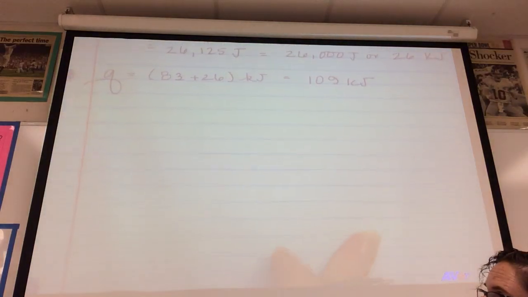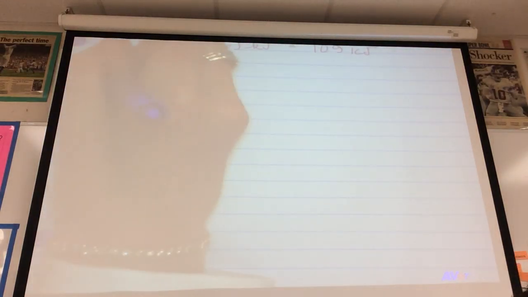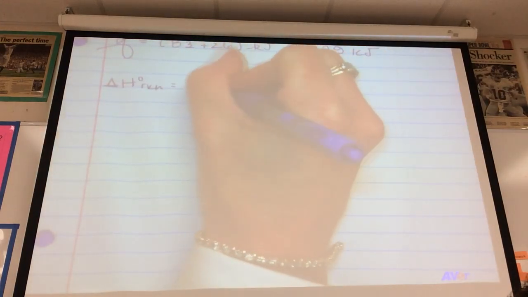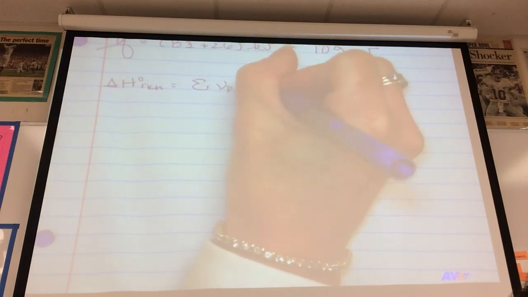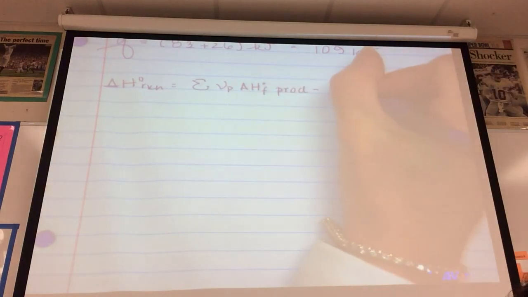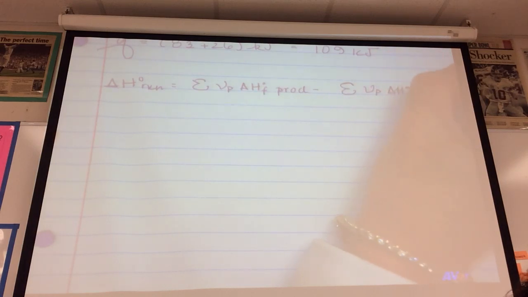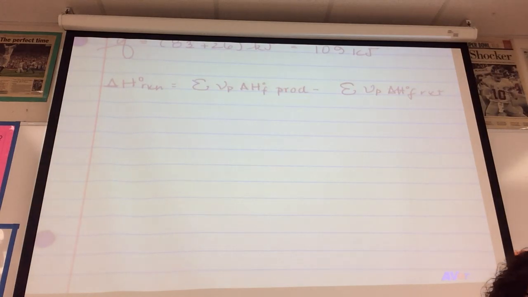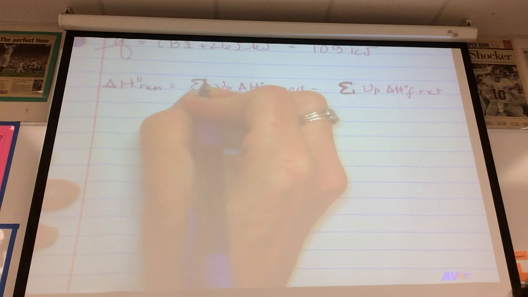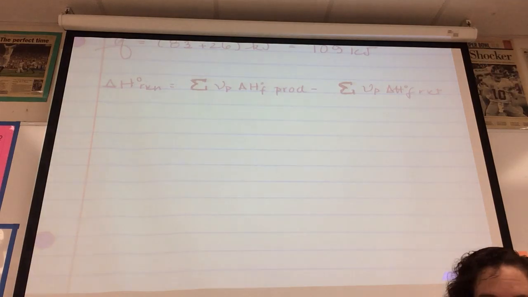Another way that you have already been assessed, so I want to make this clear, we can do, taking the stoichiometric coefficients into account, and that's products minus reactants, with sigmas.